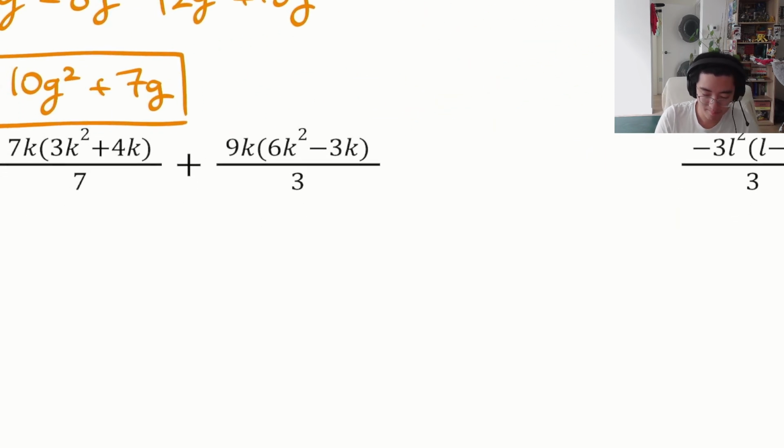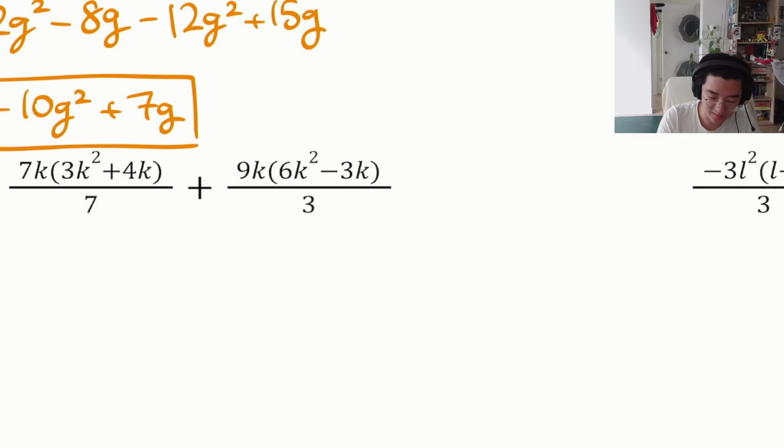Next, we can cancel some things out right away. The 7s can cancel out. The 9 and the 3 get reduced to 3 over 1, so that 3 gets cancelled out as well because it's a 1.